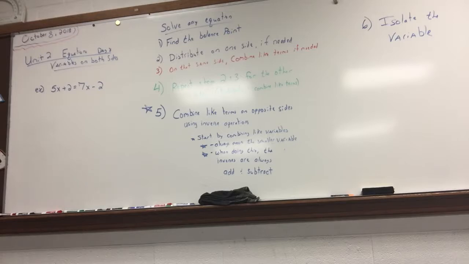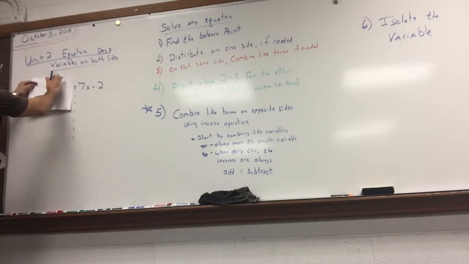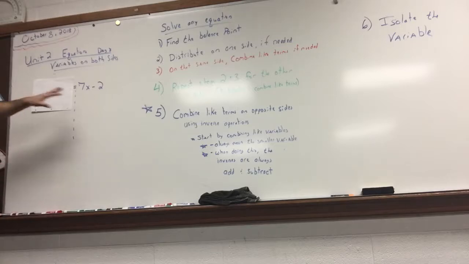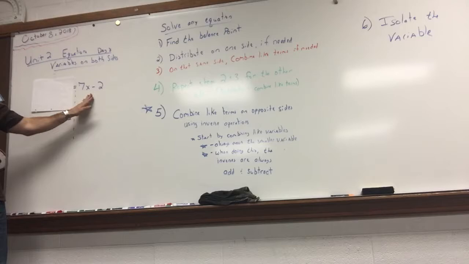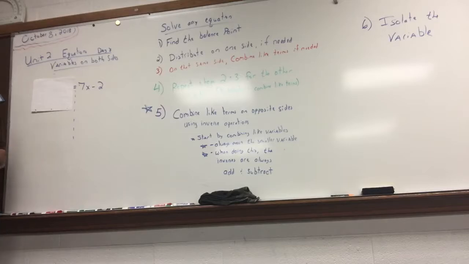So I truly want to follow the steps pretty darn closely. Find the balance point. I'm now only worried about this side. Step 2 says distribute on one side if needed. Do I need to distribute over here? Brooklyn, how do I know I don't need to distribute over here?